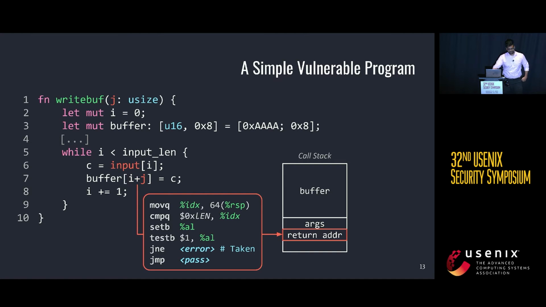Now we know that we have a bounds check in place, and I'll briefly go over what these instructions do. So the first instruction, the move instruction, loads from the stack the value of the computed index into the register IDX. The second instruction compares the length of the buffer to that index, and the next three instructions, the set, test, and jump not equal, will manipulate carry flags such that control will be transferred to the panic handler if the access is beyond the bounds of the buffer.